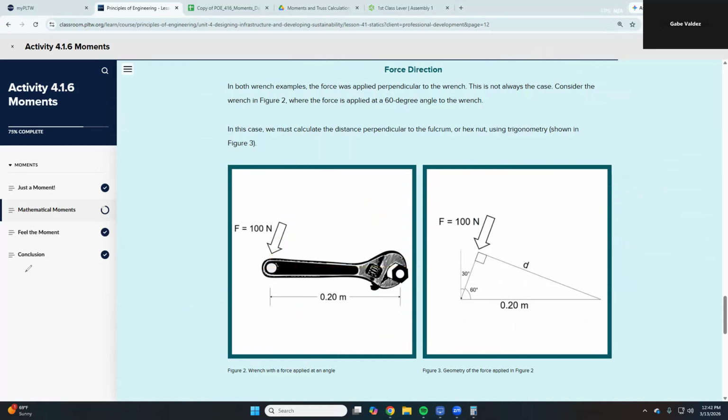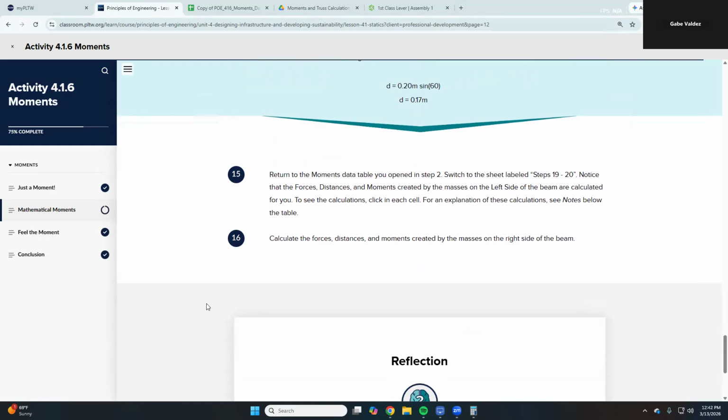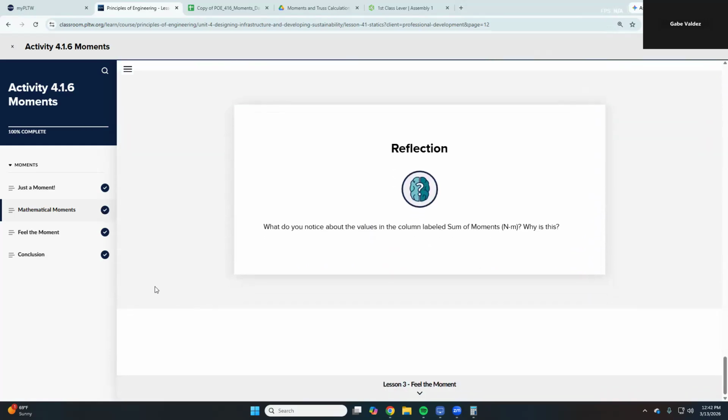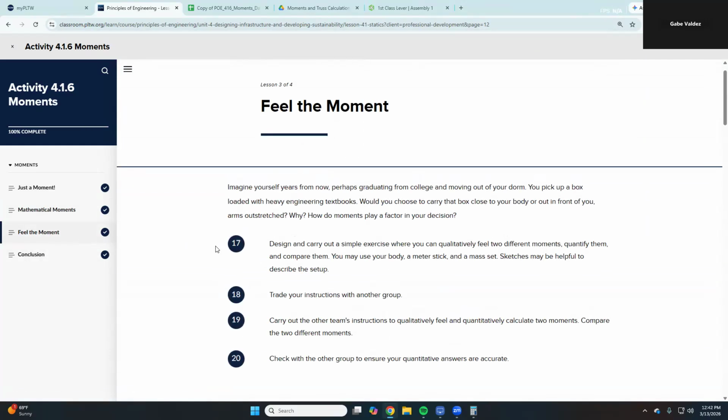All right. So you can see some additional examples there. And then they talk about feeling the moment. Okay. So they suggest that they want the students to qualitatively feel the moment.